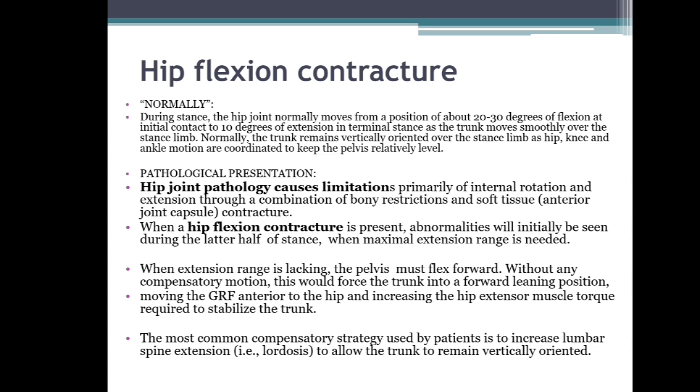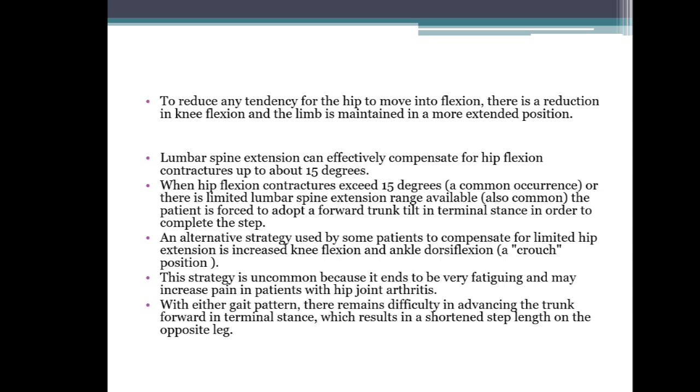When hip flexion contracture occurs, abnormalities are usually seen in the later half of stance, and when extension range is lacking, the pelvis must flex forward. The most common strategy used by the patient is to increase the lumbar spine extension, that is lordosis. To reduce any tendency for the hip to move into flexion, there is reduction in knee flexion, and the limb is maintained in the extended position. Lumbar spine extension compensates for hip flexion contracture.